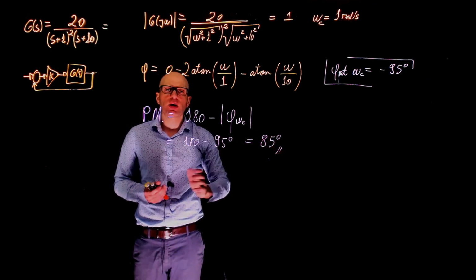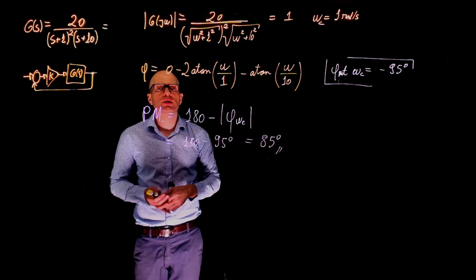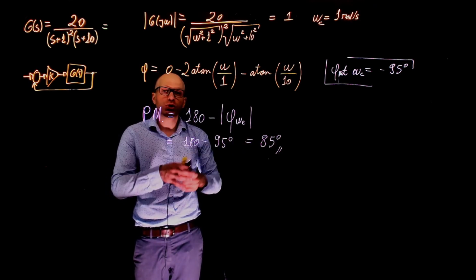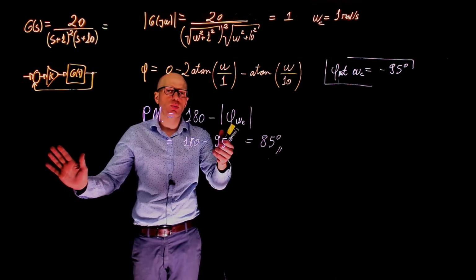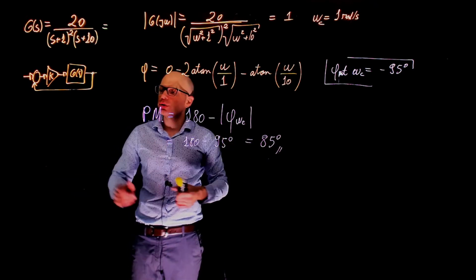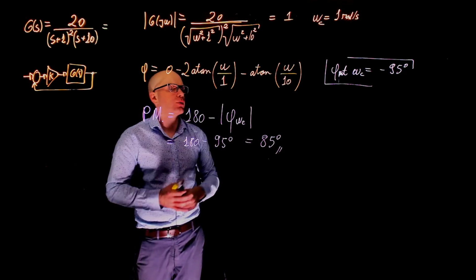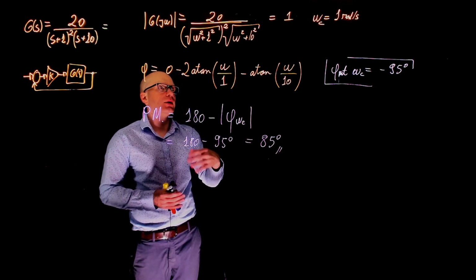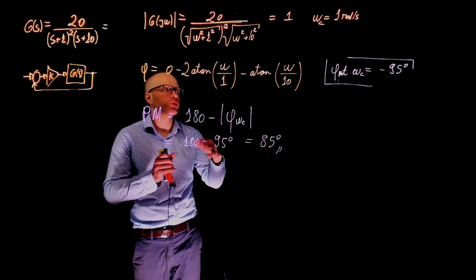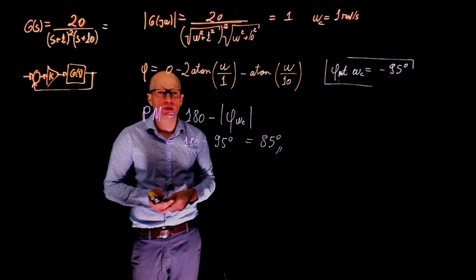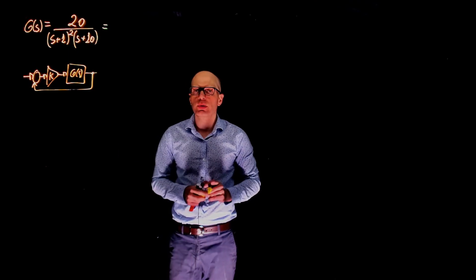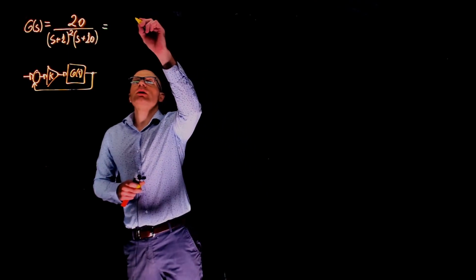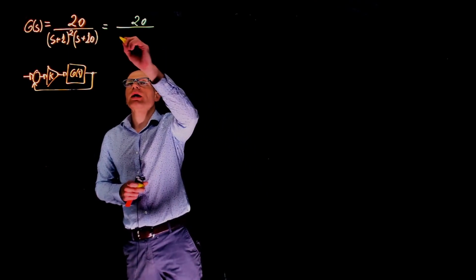This is a positive number, this is good news, the system is closed loop stable, which is exactly what we concluded from the root locus for k equals 1, and exactly what we concluded from the Nyquist plot when k equals 1. Now let's look at the gain margin, see how much we can increase the gain before the system becomes unstable. Okay, now to do the gain margin, we have to split this function into real and imaginary part. Let's start by replacing s with j omega.